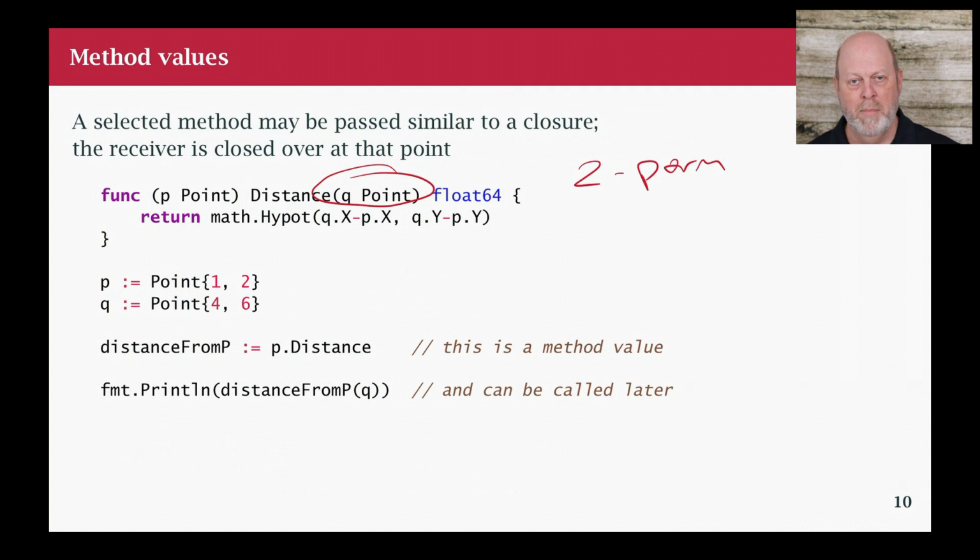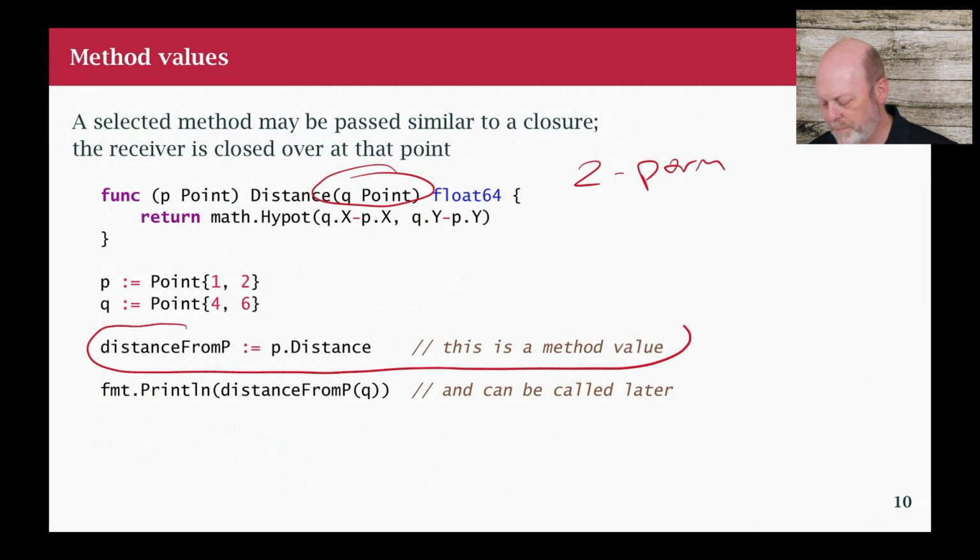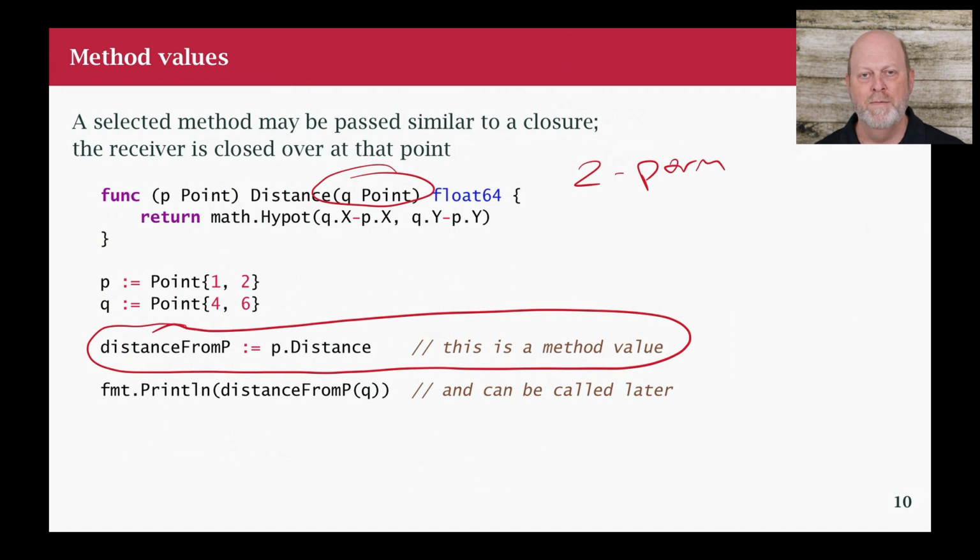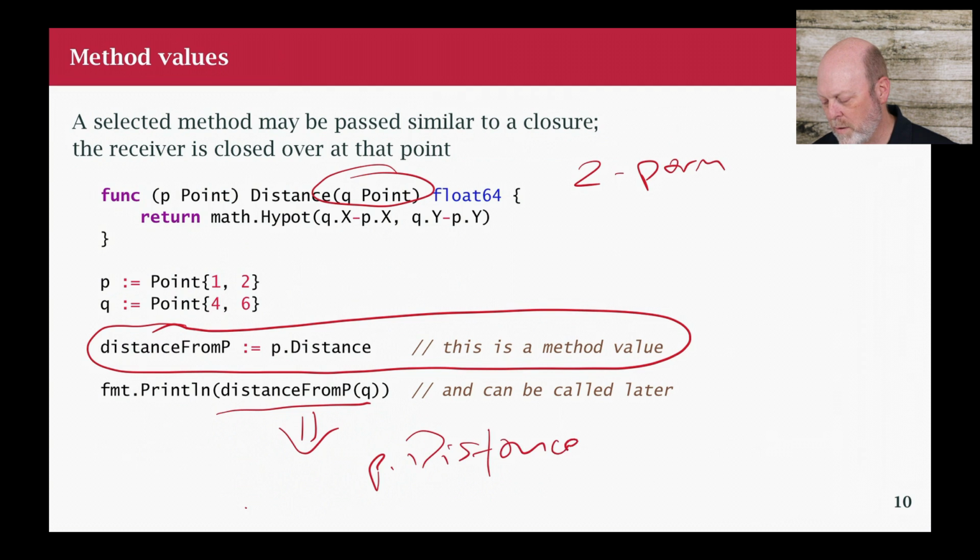Well, here are 2 points, p and q. Right? And now I have this very interesting little thing. I'm going to assign to the variable distance from p the method value of p.distance. And what that is, it's the effect of calling the distance function on p specifically. And now if I call distance from p and pass in q, this is exactly the same as calling p.distance with q, right? Because distance from p has captured p.